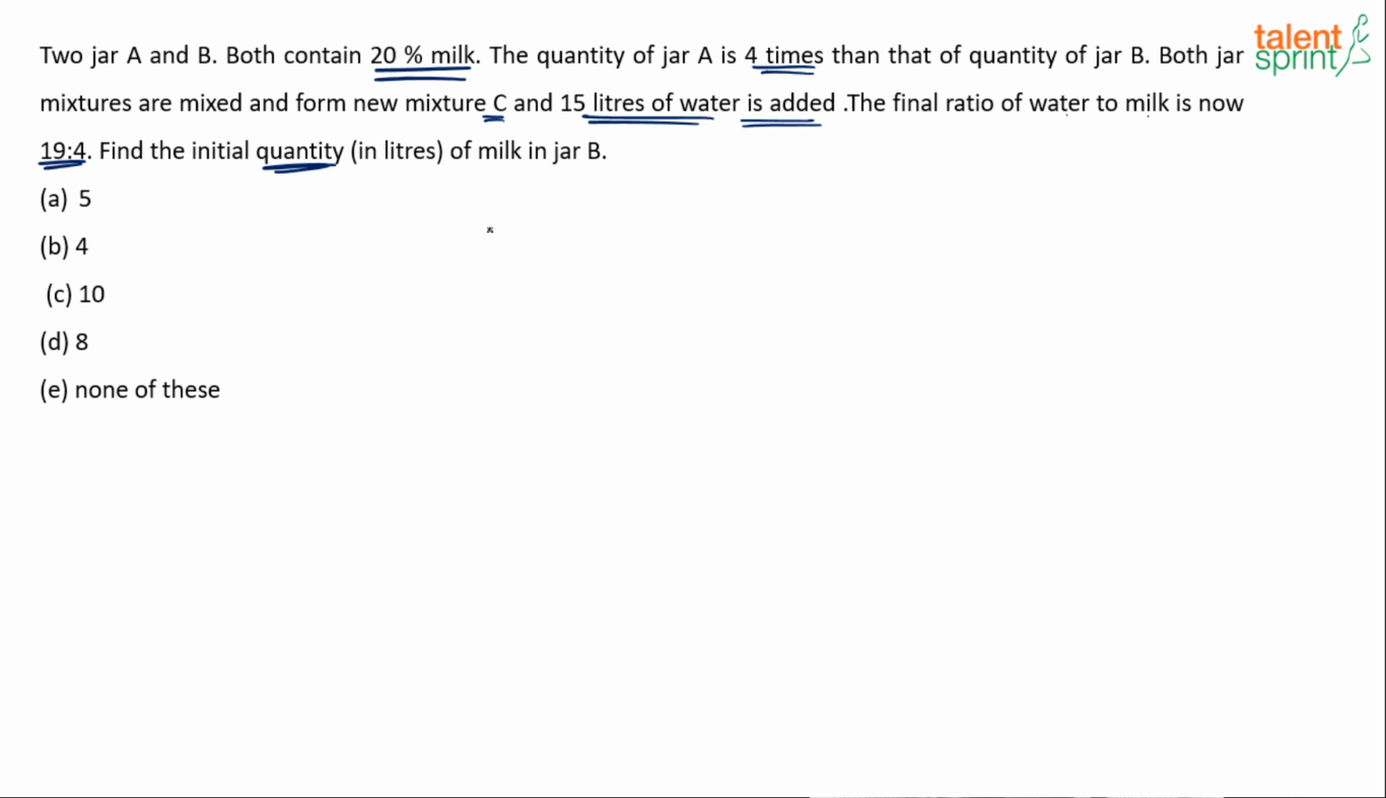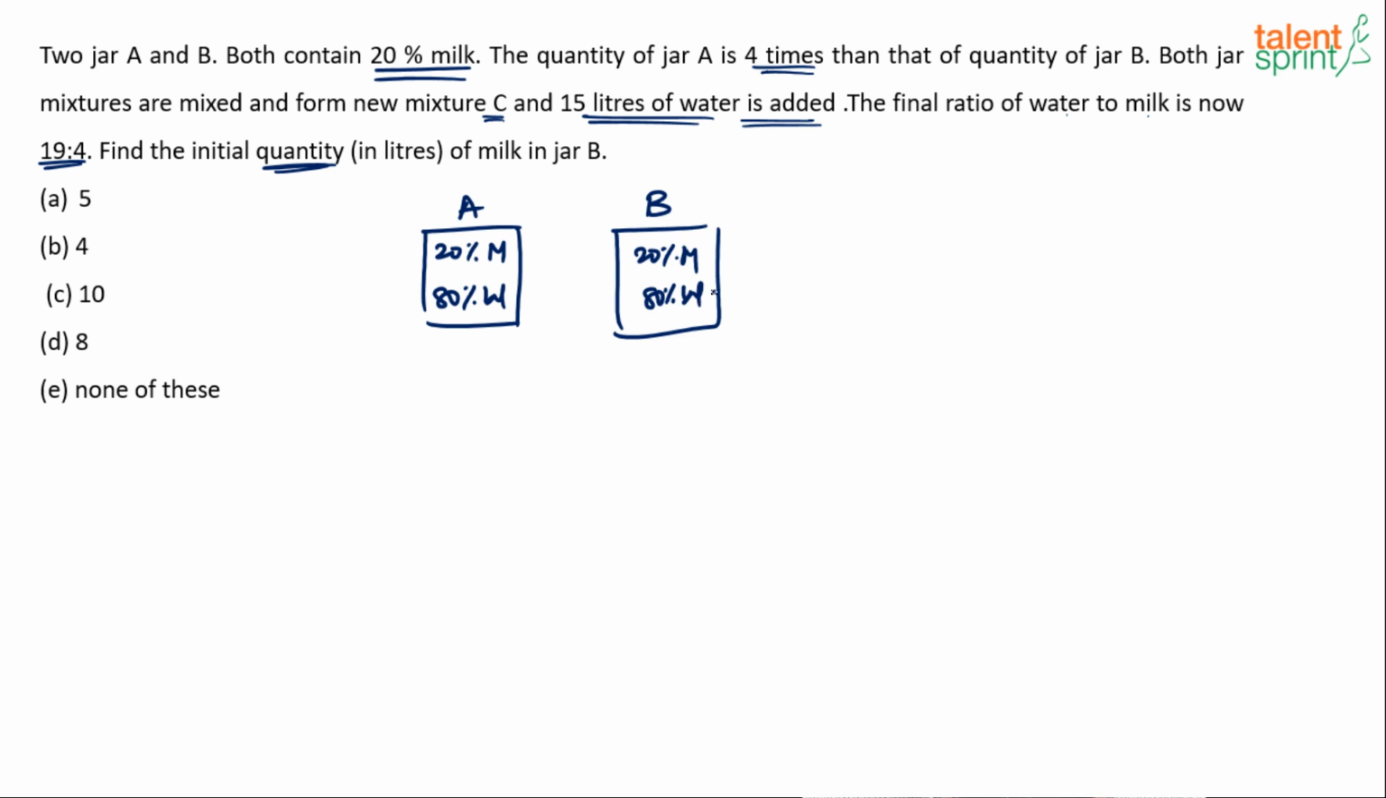Now let me again draw the picture to make it easier for you to follow. This is jar A. This is jar B. Both have got 20% milk, so obviously 80% water. The only thing is the quantity of jar A is 4 times. This quantity, let's assume it is Q, the quantity of jar A is 4Q. But remember, irrespective of the quantity, the ratio is 20% and 80% only. 20% milk, 80% water.